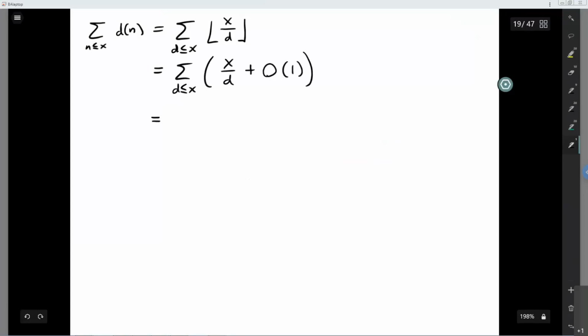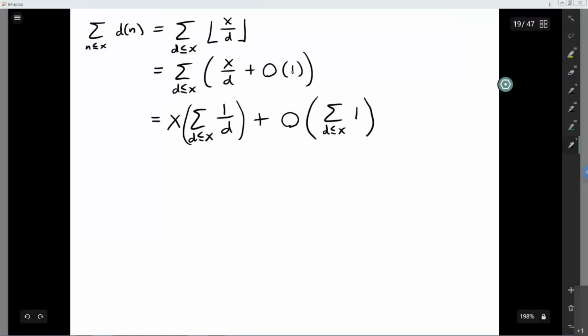So the first piece, well, this x in the numerator, we can factor that out. x times the sum over d less than or equal to x of 1 over d. And then for the big O, the sum of big O of 1 is the same thing as big O of the sum of 1. This was one of the exercises on properties of big O notation from yesterday.